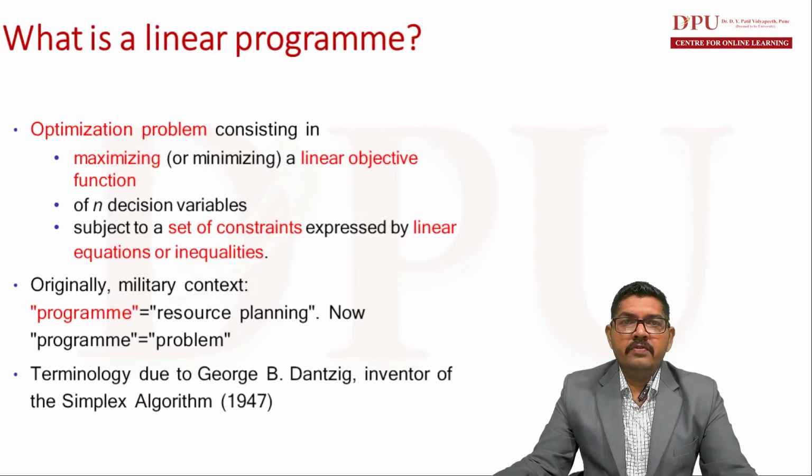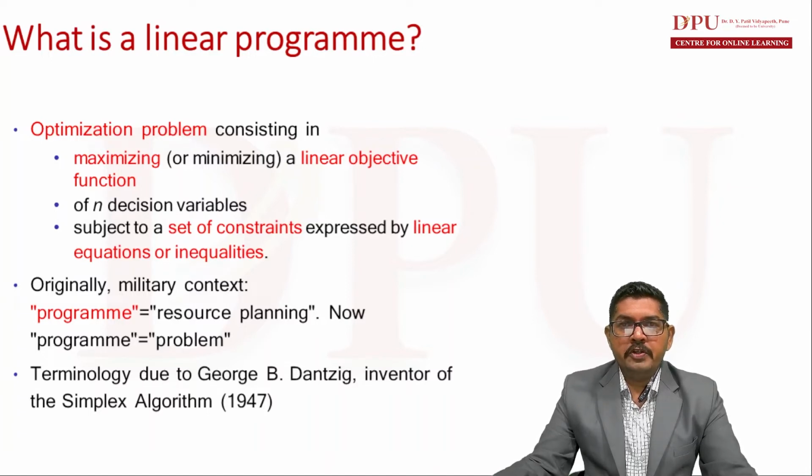There are n decision variables. So there are variables which can affect the objective of the organization. These variables are called decision variables. Subject to a set of constraints. So there are some limiting factors as well. Limiting factors means there can be limitations on the availability of different resources, machines, men, etc. These are also expressed in linear equations or inequations, equalities or inequalities.